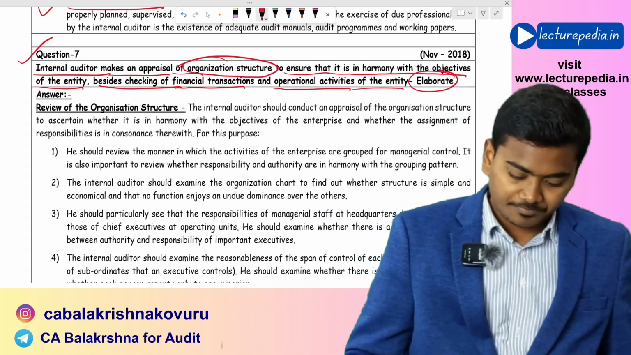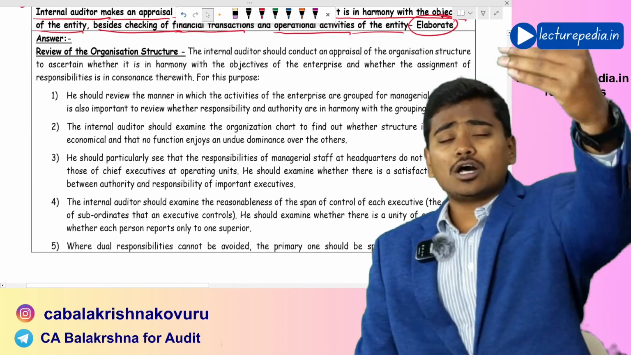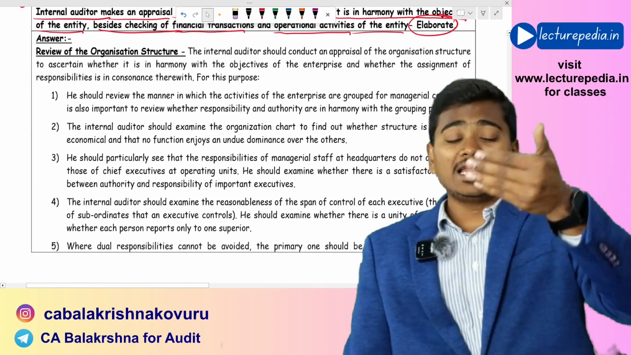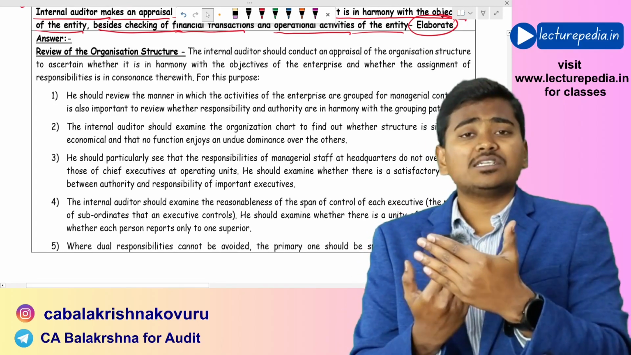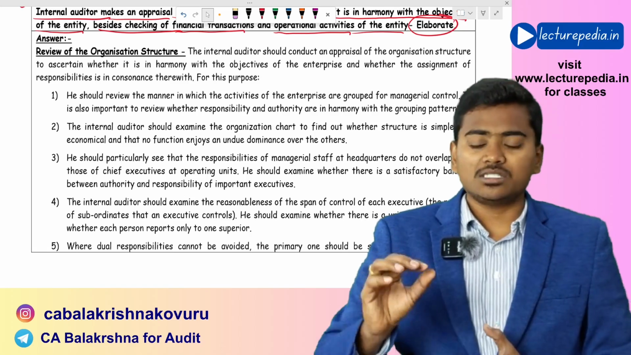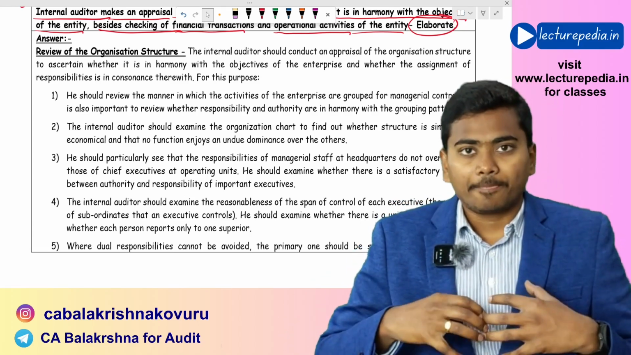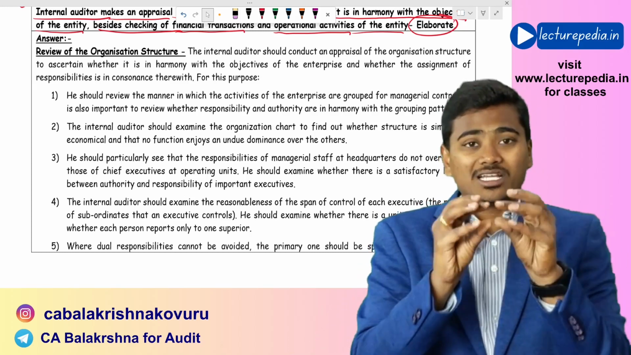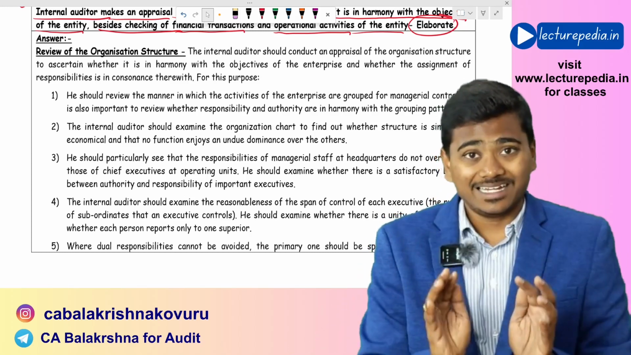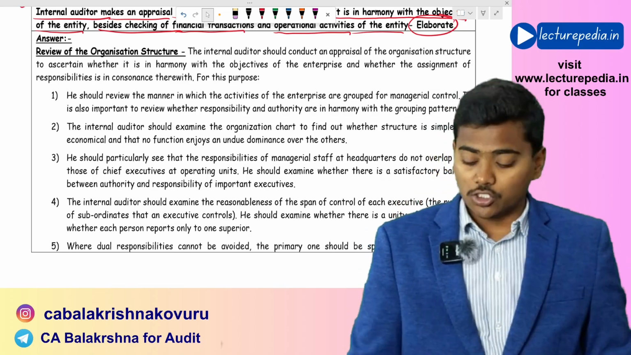So in this, first of all, the internal auditor will take the organizational chart and see whether this organizational structure is simple and economical. Economical means less cost should be involved in operating the day-to-day activities. The organizational structure should be designed in such a way, and whether it is or not will be checked by the auditor.